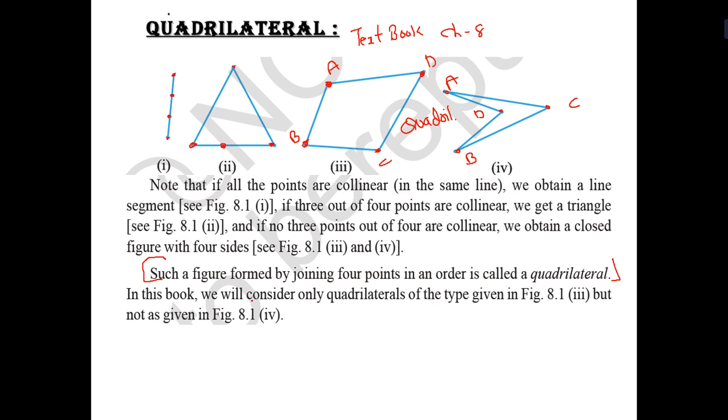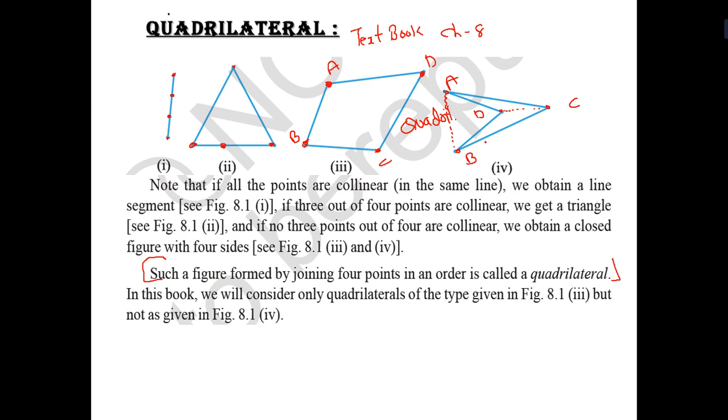In this book we will consider only quadrilaterals of this type, that is 8.1 third, but not the fourth, because the third is a convex quadrilateral, where the diagonals do not intersect outside, which we already understood in 8th standard.